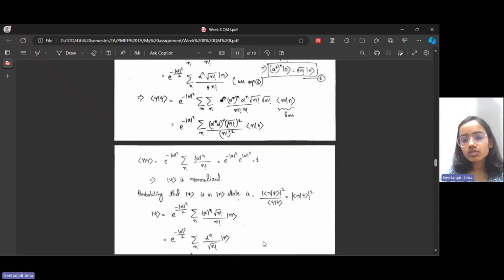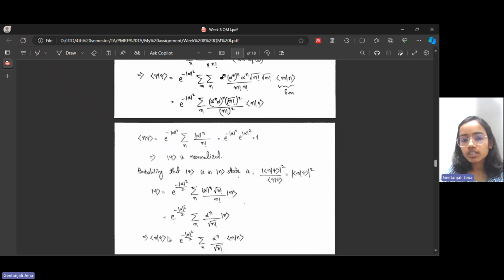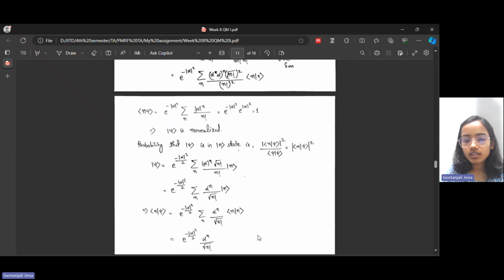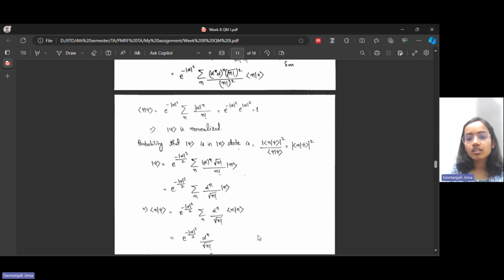Now you have to just take the inner product of n with psi, which is given by e to the power minus alpha square by 2 summation of n, alpha to the power n by root over n factorial, and the inner product of n. So the final expression will be given by this form. The last equation is e to the power minus alpha square by 2, alpha to the power n divided by root over n factorial.